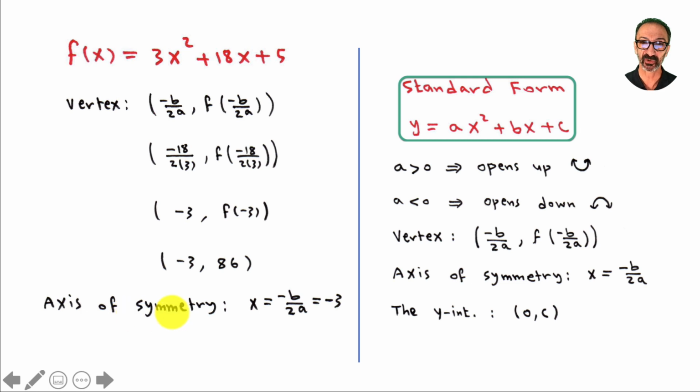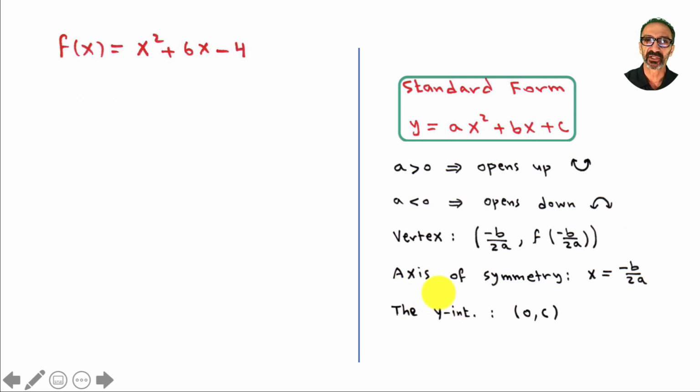The axis of symmetry will be just minus b over 2a, as the note says, which was found right here, negative 3. The y-intercept will be 0 and 5. This is the C part right there.